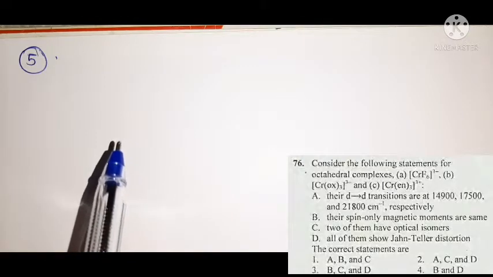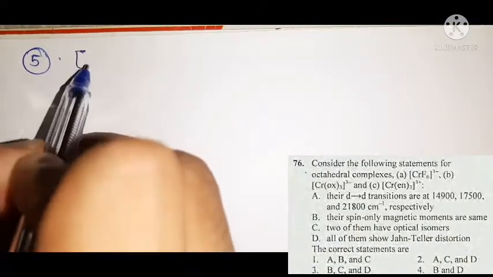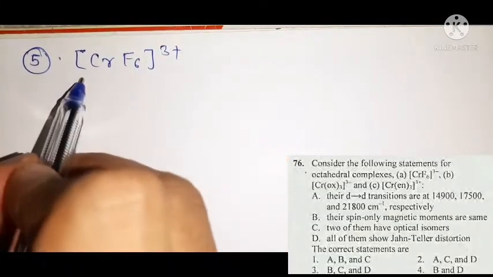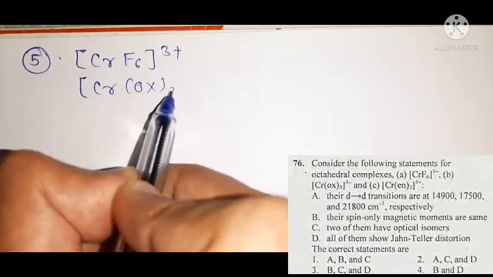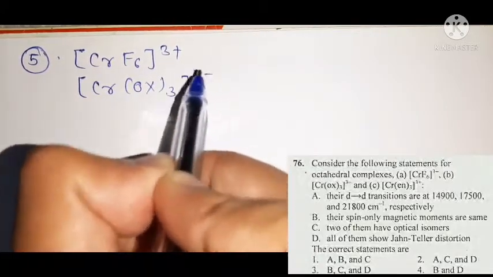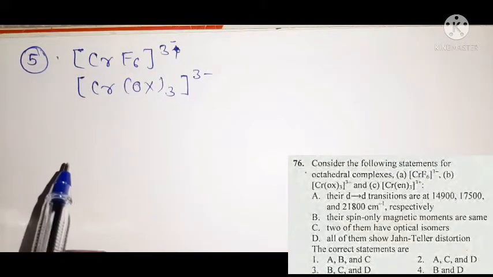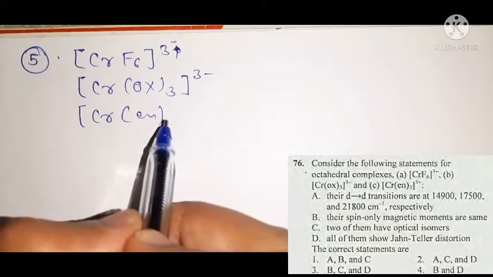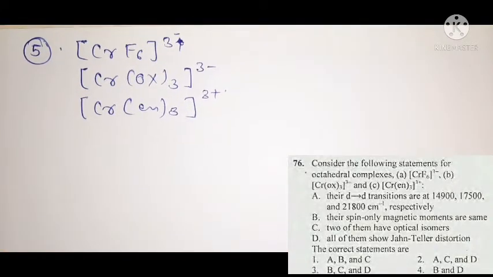Okay friends, now they ask you the correct statements, and we have three complexes. The first complex is a complex of chromium. All complexes are chromium complexes. The difference is the ligands. This will be 3 minus, and this will be 3 plus. These complexes are given.